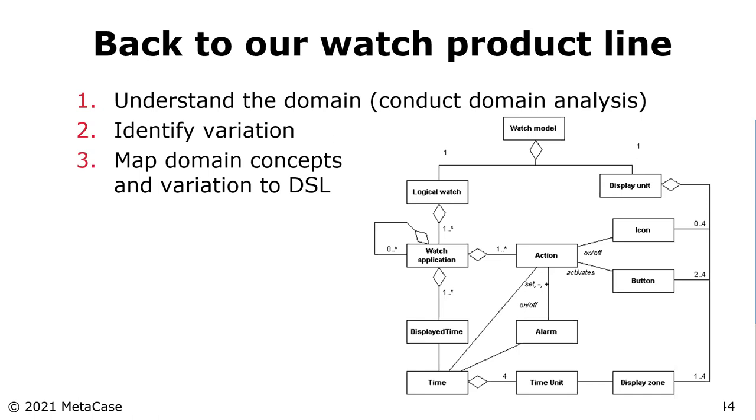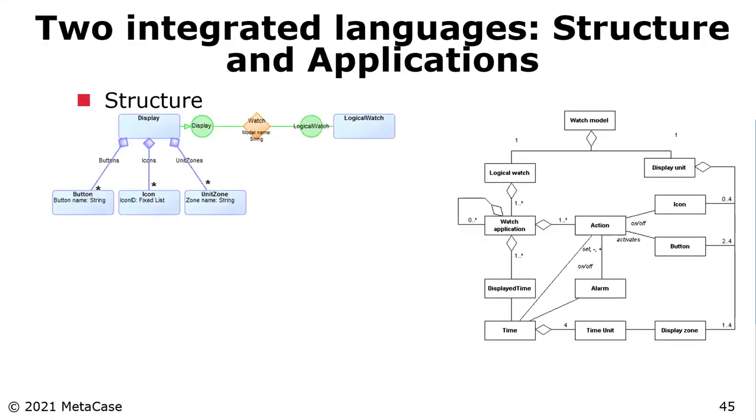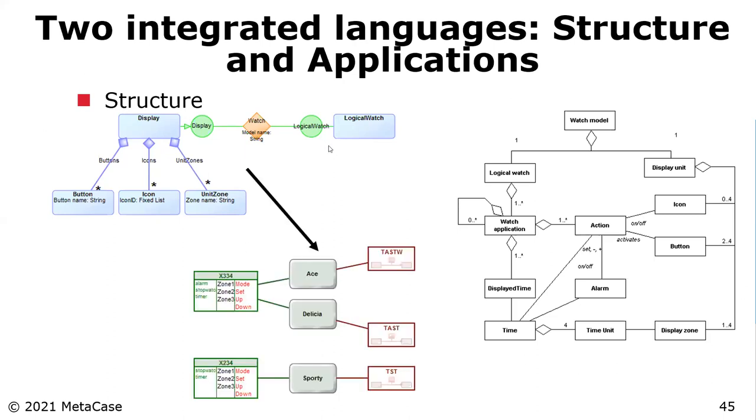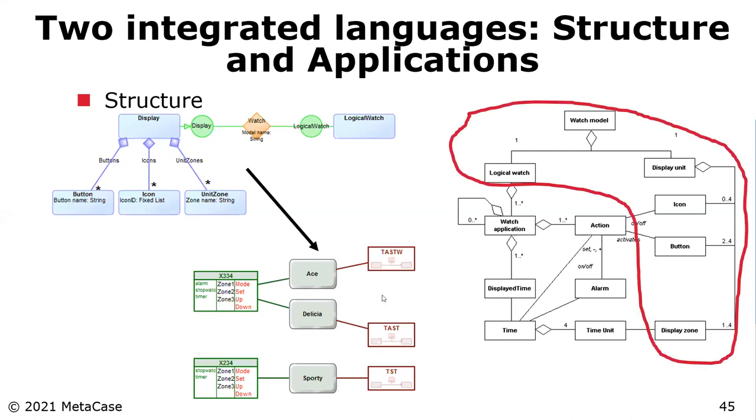And then the task for language engineers is how we can capture the essential concepts of the domain with some kind of a domain-specific language. And within our example of the digital wristwatch, we have this meta model defined over here for the structural part, and when we model it with this example, we can already cover a large portion of this variation.